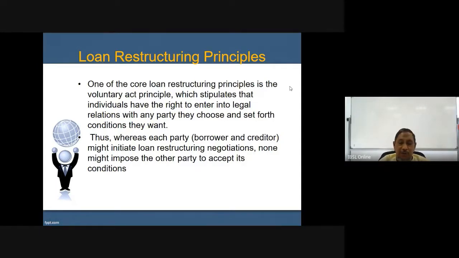So the loan restructuring process becomes a win-win situation. It applies the voluntary act principle, because both parties should not force the other party to enter into the restructuring program. They should act voluntarily and independently. Then only can the loan restructuring be successful.